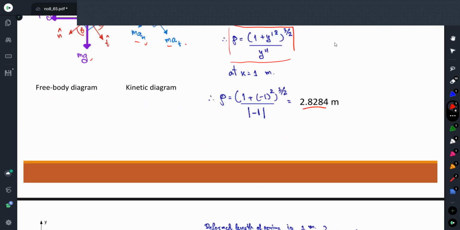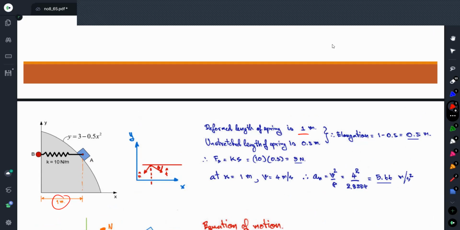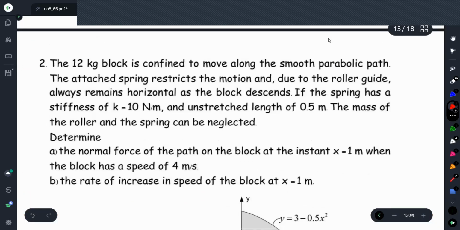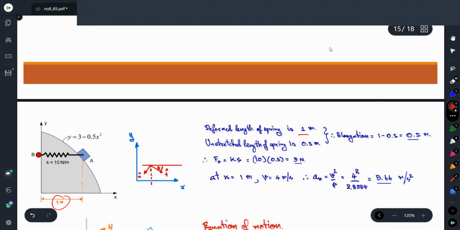Okay, and from this one, if we consider the deformed length of the spring, we know that the deformed length of the spring, that is the position that we consider, is at 1 meter. This is the deformed length, and the problem gives us that the unstretched length of the spring is equal to 0.5. Okay, so it means that the elongation of the spring becomes 1. This is the deformed length, the final length of the spring, and this is the initial length. So then the spring has the elongation of 0.5 meter.